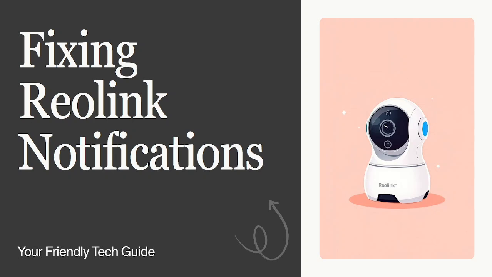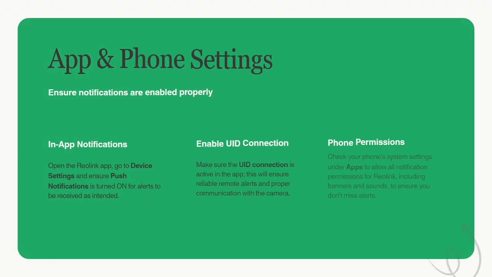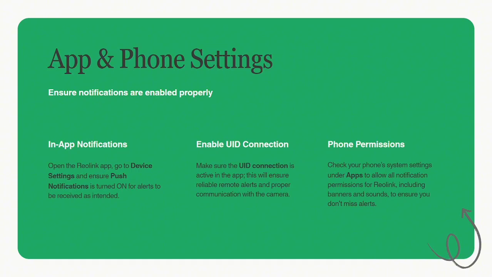Go to your phone system settings and head to the applications, and then head to the Reolink and toggle on the notifications, and ensure that all permissions like banner, sounds, lock screen are all enabled.